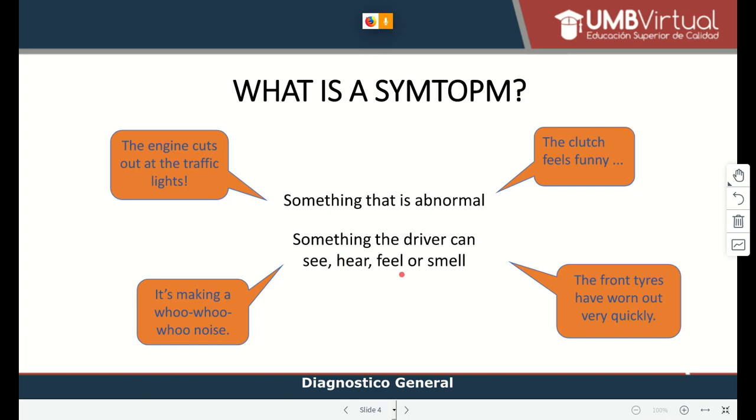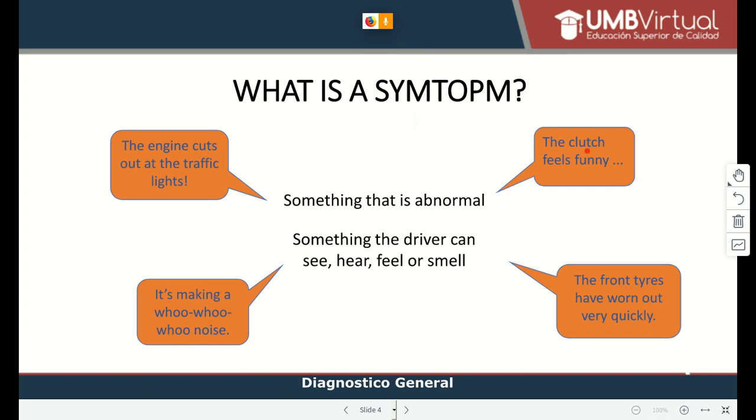You feel a vibration, for example, or you hear some kind of noise, or you smell something, or you see something, right? So it's making noise, just to give an example. Or the front tires have worn out very quickly. That is something you can see, right? So this is a symptom. This is the first one, a symptom or a concern, right?